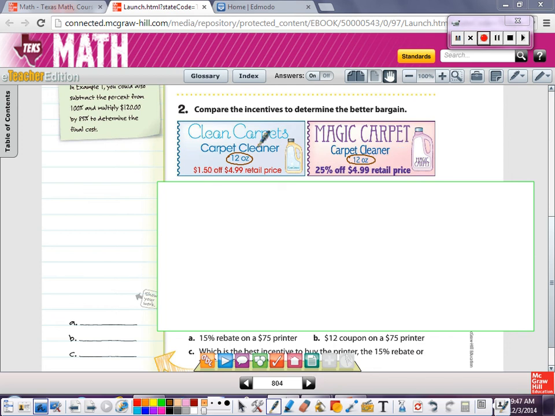Now for the Clean Carpets, we know that we get $1.50 off the $4.99 price. So I would take the $4.99 regular price and subtract $1.50 to get my total price for this bottle. When I subtract $4.99 minus $1.50, I get $3.49. Okay, that's how much it is for one bottle here, per bottle. It's kind of like our unit rate, to go back to some terms we already used.